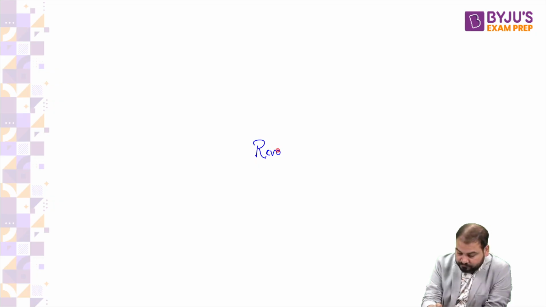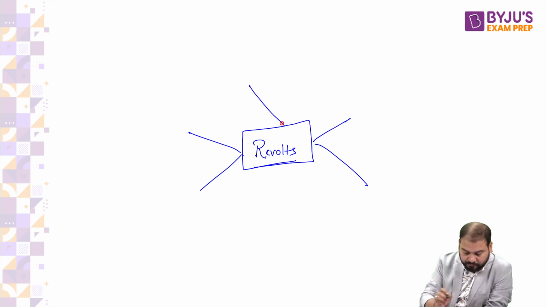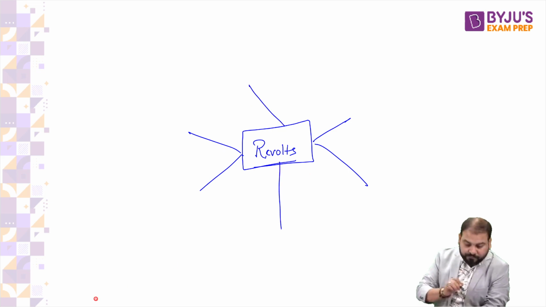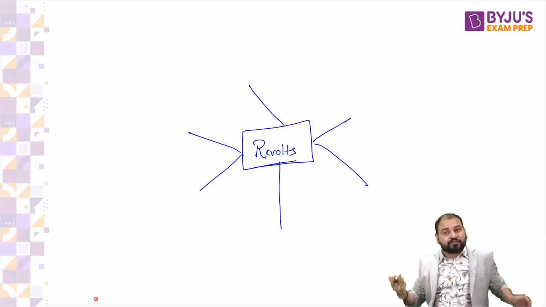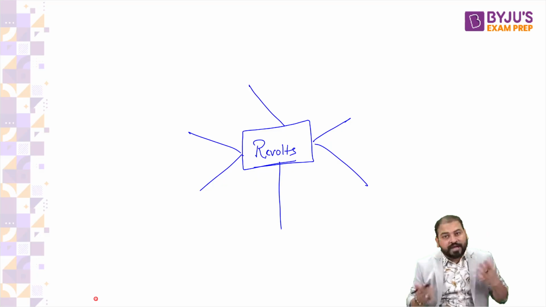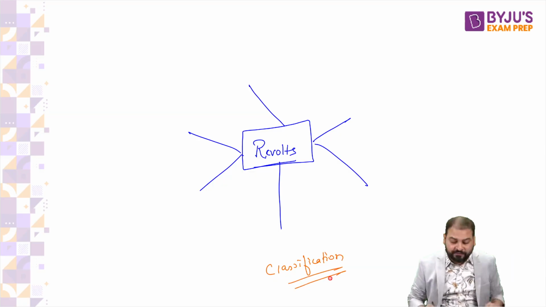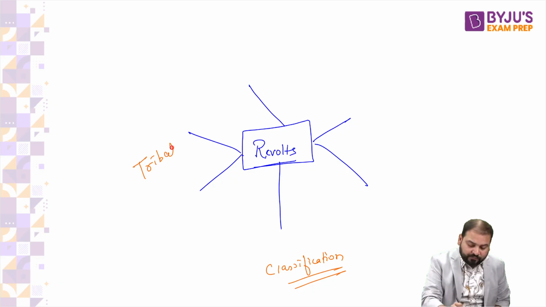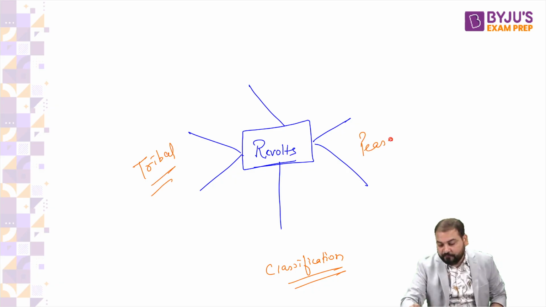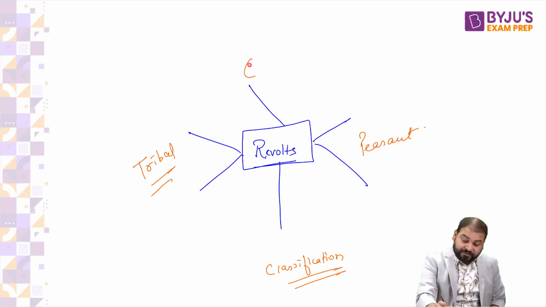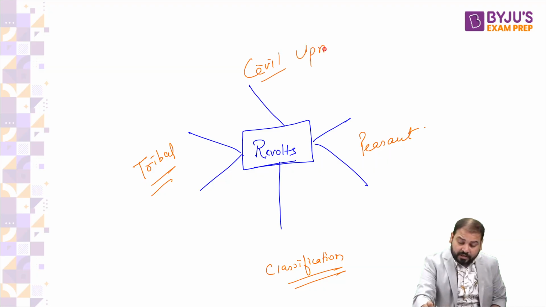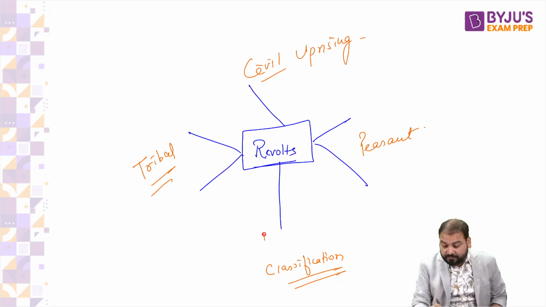Revolts. All of you, I told you there are hundreds of revolts that happened in our country. Classification of this is the first thing we have to do. For example, at the very beginning, I said tribal revolts. There might be peasant revolts. There might be some which is called civil uprising. Some might be termed as military revolts.